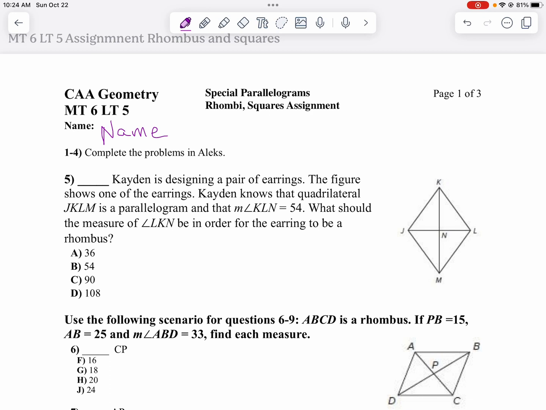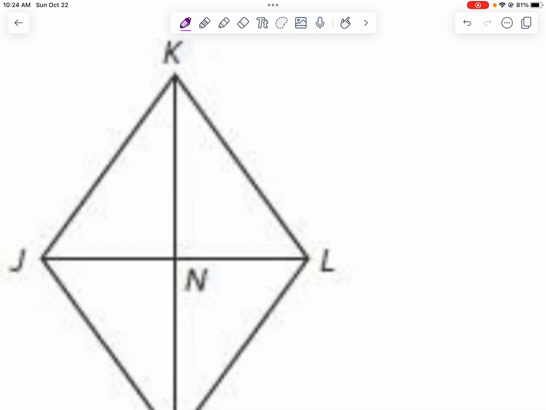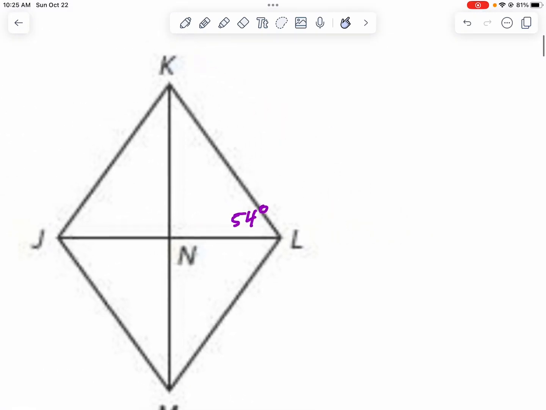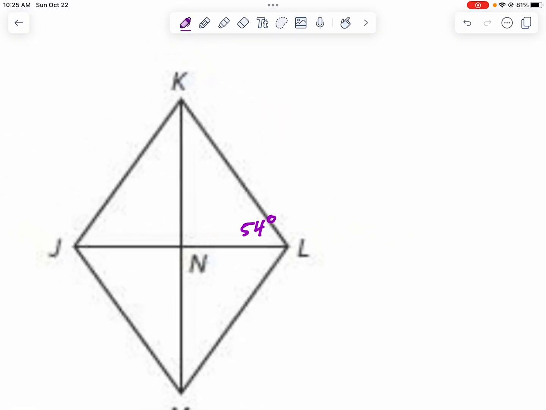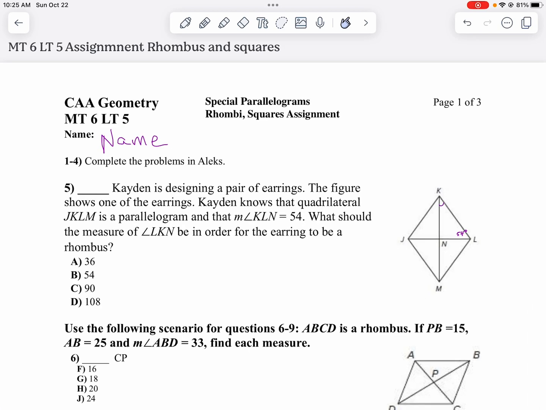Now in question number 5, if we read through this, we're told the measure of KLN. Let me blow that up here. So we know KLN is 54 degrees. And we want to find the measure of LKN. Want to find that angle. And we're told that it's going to be a rhombus.